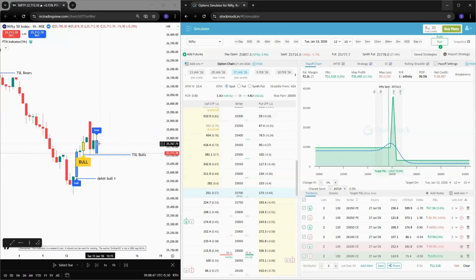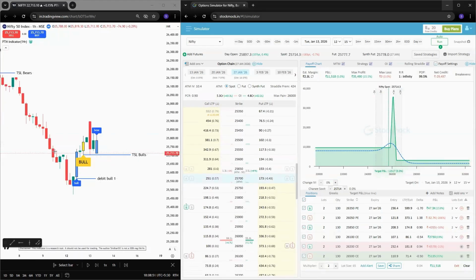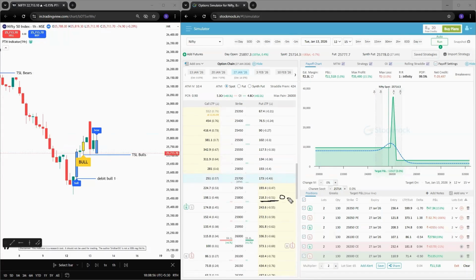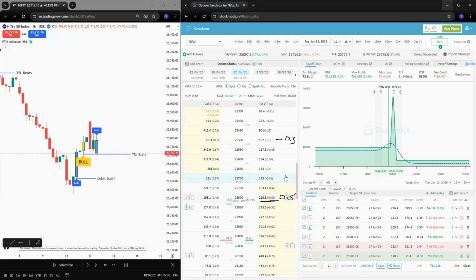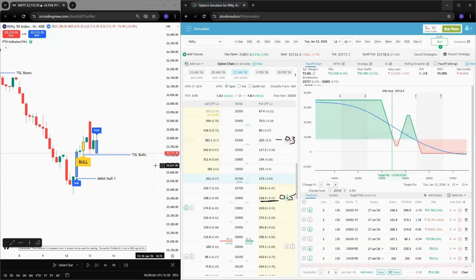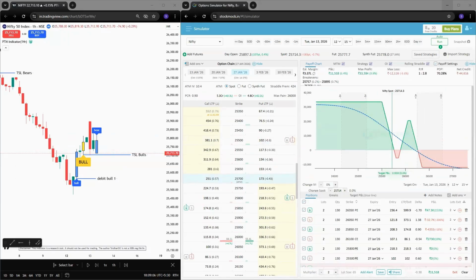Okay. Now I have to create a bearish position here, a bearish spread. So what do I have to do? Again, on the put side, I have to take 0.5 delta. 0.5 delta is here and 0.3 is here. So I'll do that. I'll add buy and sell 0.3. Done.